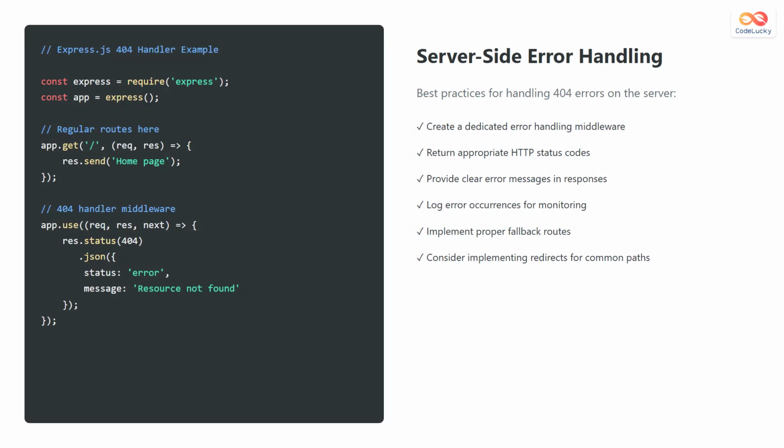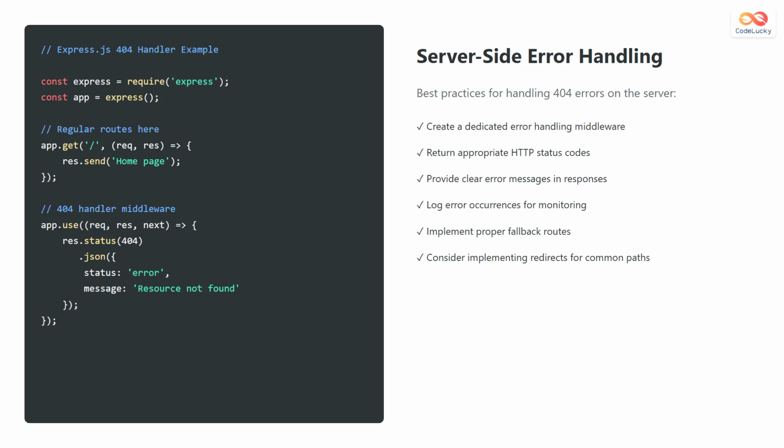Here are some best practices for handling 404 errors on the server side. Create a dedicated error handling middleware. Return appropriate HTTP status codes. Provide clear error messages in responses. Log error occurrences for monitoring. Implement proper fallback routes. Consider implementing redirects for common paths.